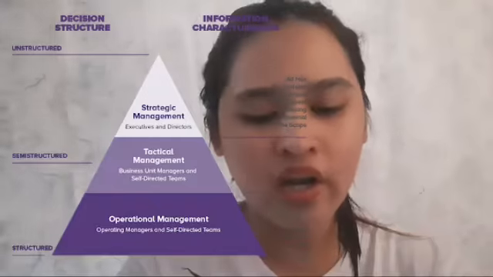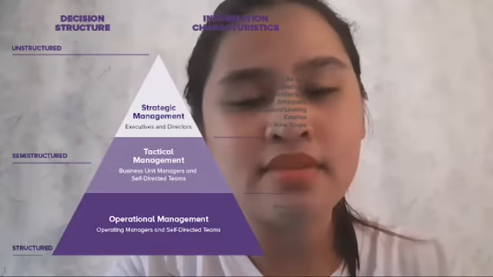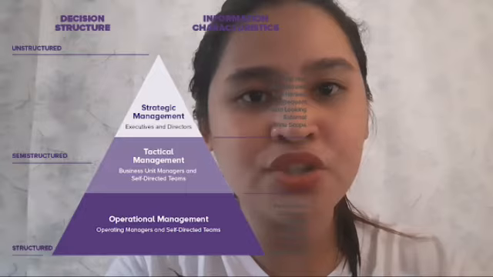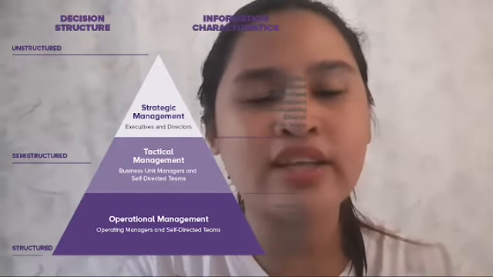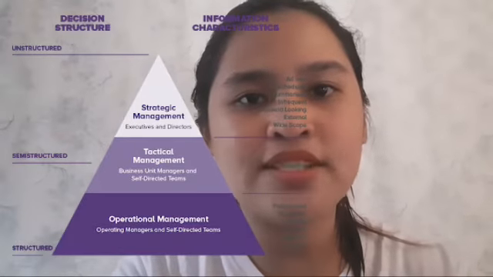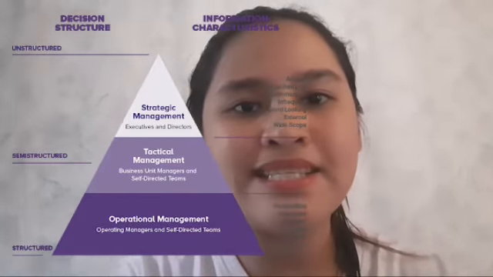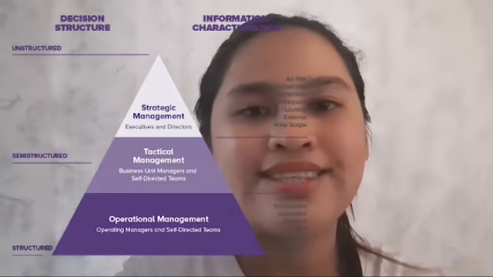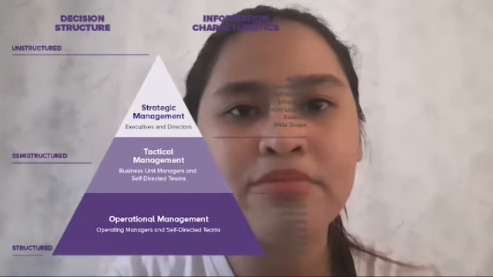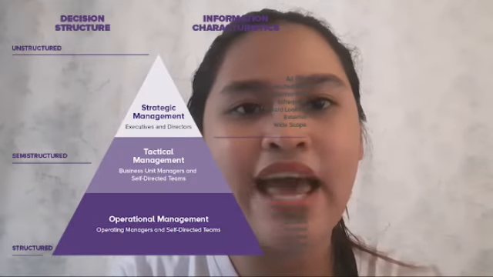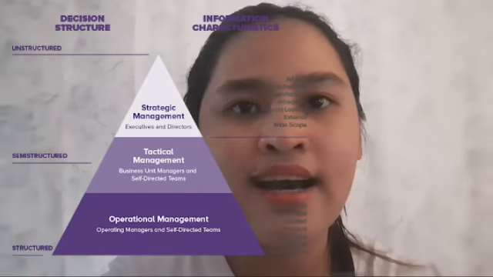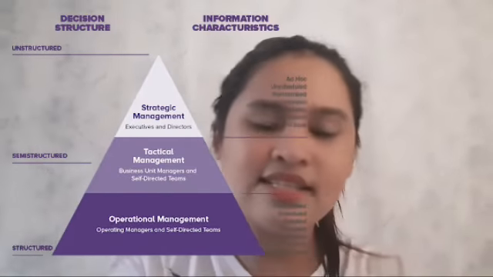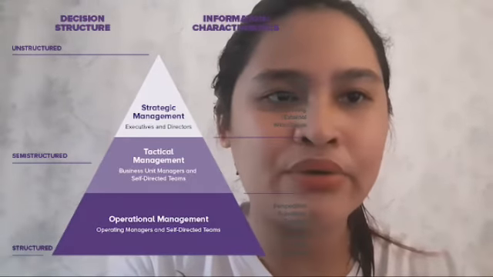So I have here an example of a pyramid for decision support system. So from operational management, operating managers and self-directed teams, up to tactical management, which is business unit managers and self-directed teams, and then up to strategic planning, executives and directors. So that's the decision support system pyramid.